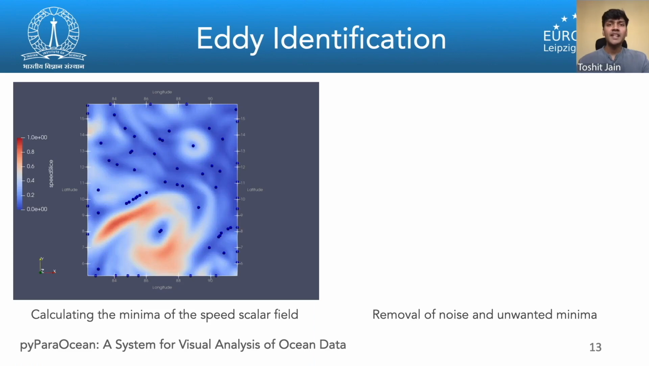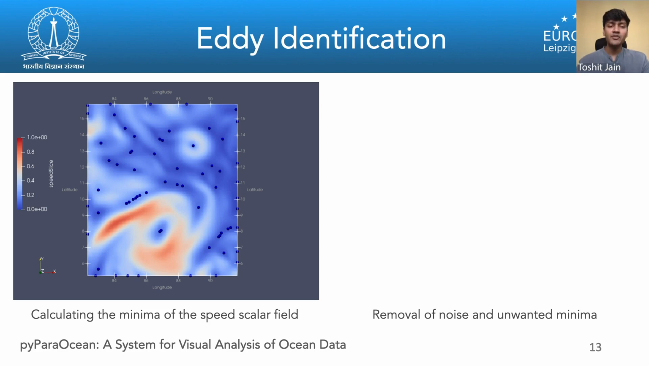Now we take a look at the eddy identification tool in pyParaOcean. A mesoscale eddy is a circular, spiral-like oceanic current pattern, typically spanning tens to hundreds of kilometers in diameter. The eddies have a high velocity along the boundary and the velocity goes to minimum at the center. In this figure here, we see a depth slice in a region in the ocean with the color indicating velocity magnitude. The minima are shown by the dark colored points.